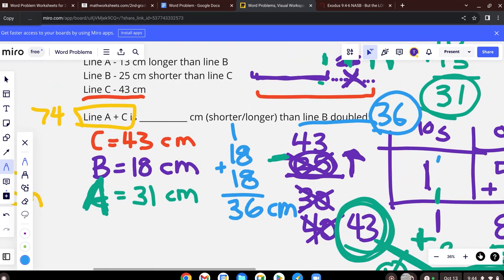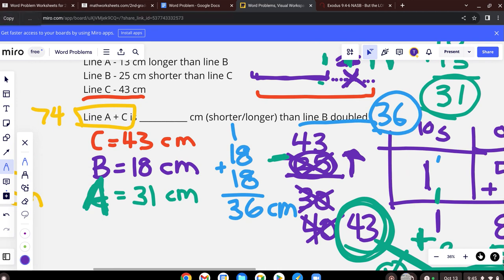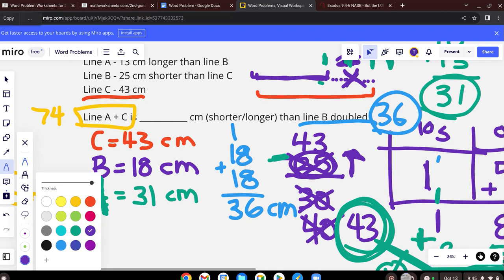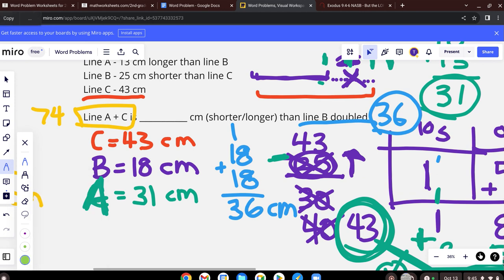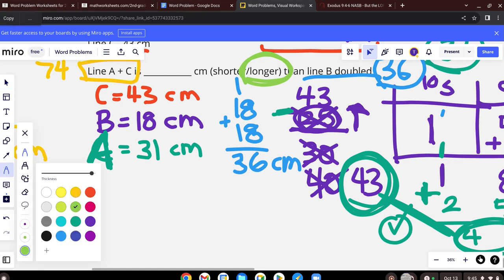Okay, so line A is 36 centimeters longer than line B double, and line A is 74 longer than line B double. Correct. However, we are not able to answer all of the question. Now we have to compare line A to this 36. How much longer is it? How much more longer?